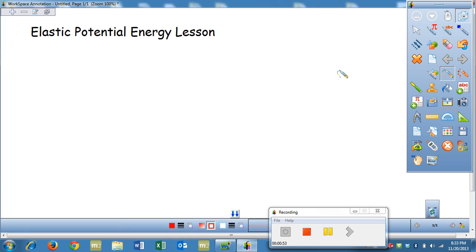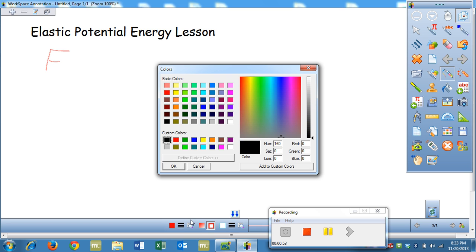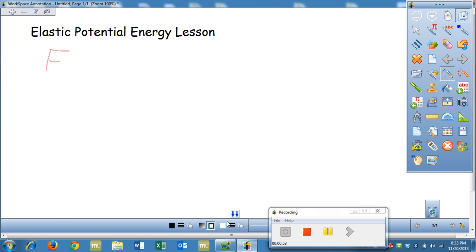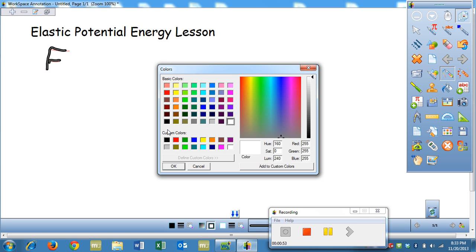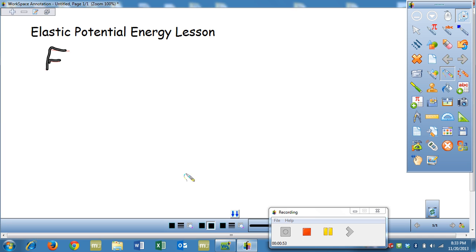Well, we know that what we have about springs so far is the force. Let me just see what I got here. How about just plain old black? That ought to do it. Oh, that's pretty funny looking. How about that? Force is equal to kx, where k is the spring constant.